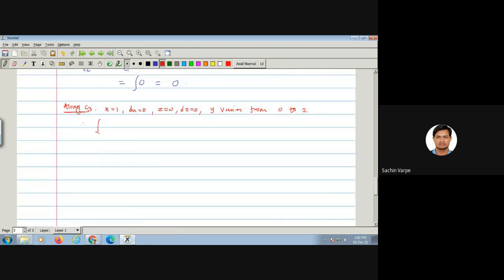Therefore, what will the integration along C3 of f bar dot dr bar be? Integration of xy square dx plus y dy plus z square x dz along C3. Along C3, dx is 0 and dz is 0. So that will be the integral of y dy from 0 to 2, isn't it? So how much will this be? That is 2, right? Yes.